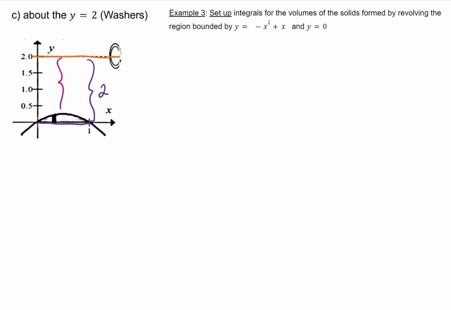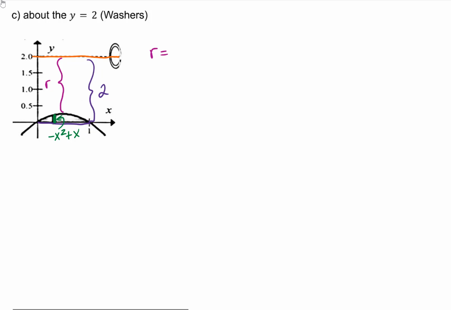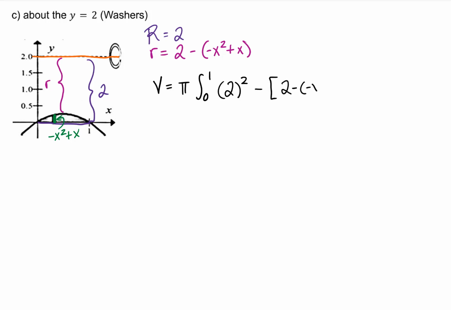Now how far this inner radius goes in is dependent on the height under the curve. Remember that this distance right here, or any of these distances, can be found by -x squared plus x. That means that little r is our full radius, big R, which is 2, minus the height under the curve. This makes our volume, again from 0 to 1, big R squared minus little r squared. And there's our integral setup.